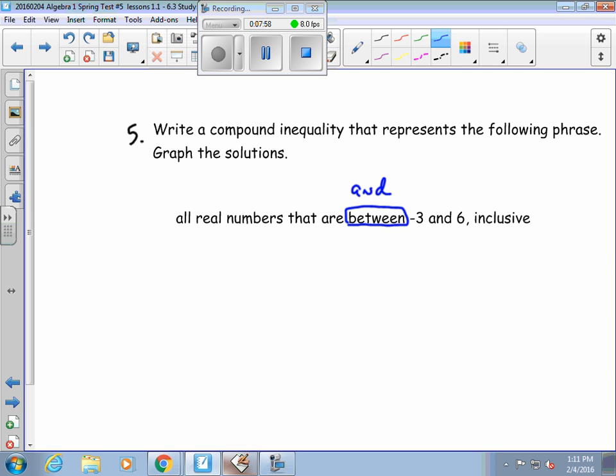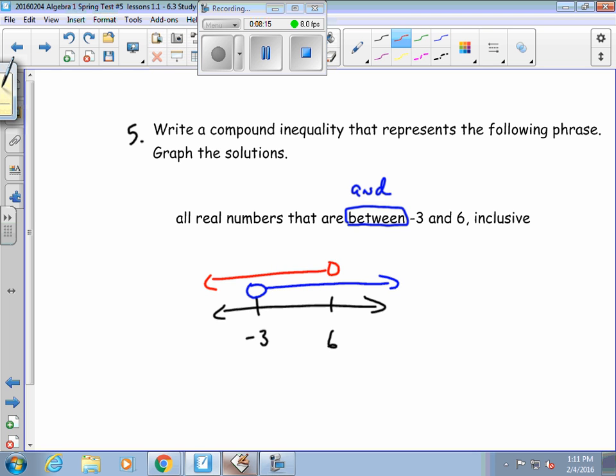If you look at it as a graph, it might help you to look at it as a graph first and kind of do this out of order. So if we say from negative 3 to 6, we know that it's all the numbers between negative 3 and 6. Okay. So it's not counting the other ones that go with it.